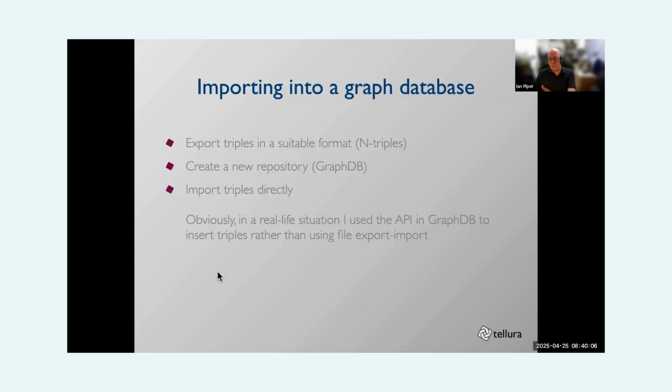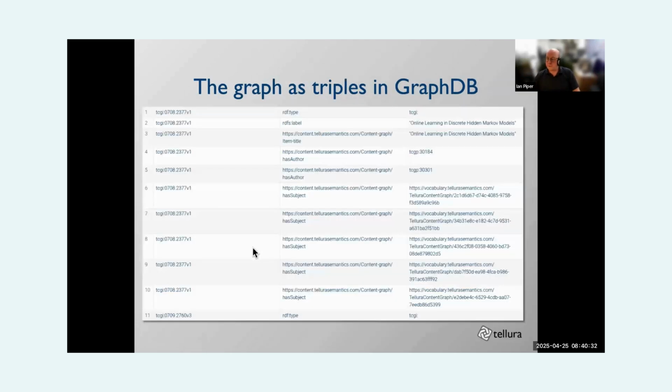So the process I went through here is not what you do in a real world situation. I exported a file and I imported a file. In the real world, you'd use an API to do this directly. And in fact, I have done that in GraphDB. But for illustration purposes today, I want to show you exporting a file and importing into GraphDB.